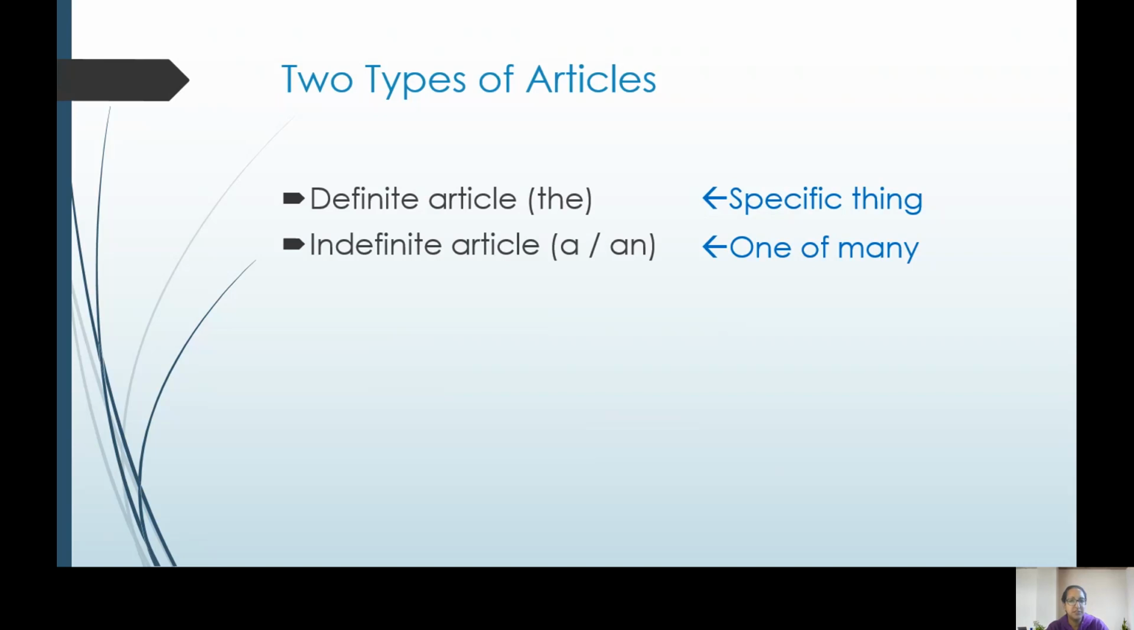This is the loose definition of when we use them. We will talk about those a little more in a moment. First of all, what is the difference between "a" and "an"? Well, let's look at these examples.